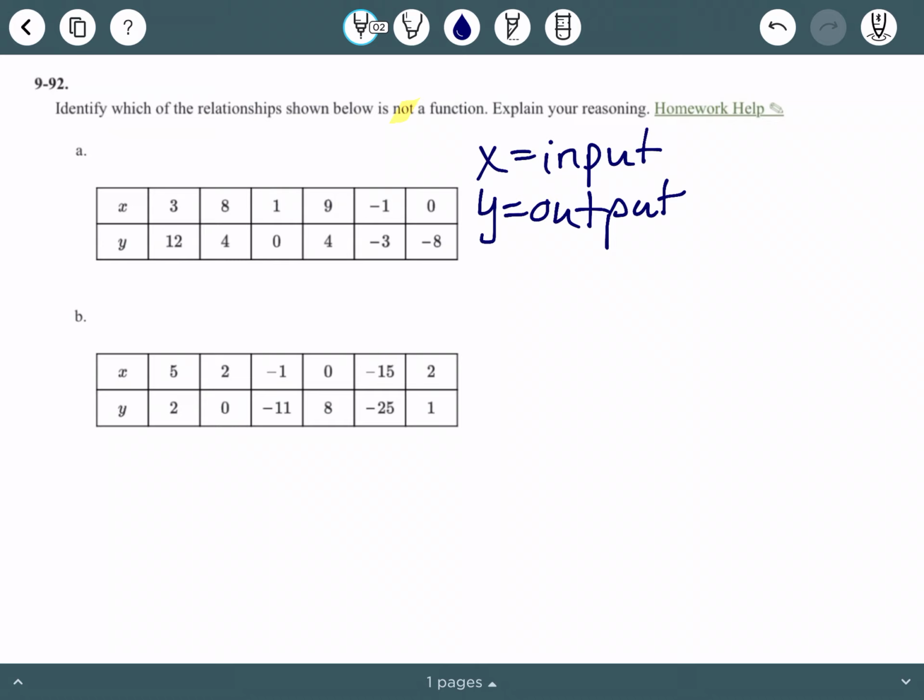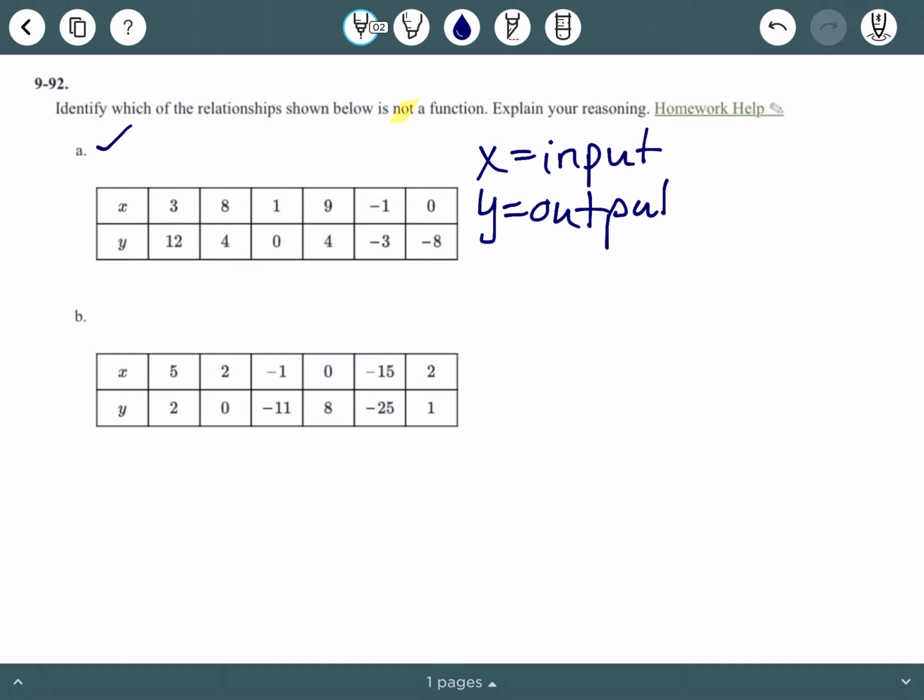So let's have a look at our first table here for part A. So I have a 3, which gives me a 12, an 8 that gives me a 4, a 1 that gives me a 0, a 9 that gives me a 4, a negative 1 that gives me a negative 3, and a 0 that gives me a negative 8. So for this table, I would say we have all different inputs, and we can see that each one of those inputs does have a distinct output. So I would say that A is a function.